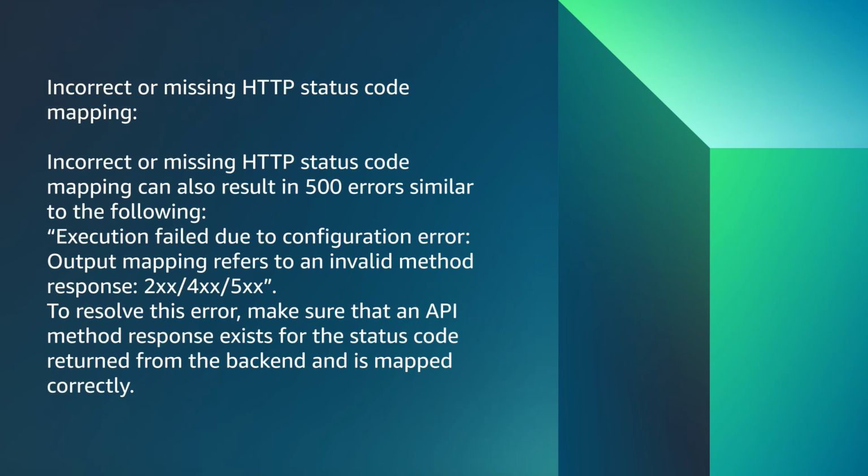Incorrect or missing HTTP status code mapping. Incorrect or missing HTTP status code mapping can also result in 500 errors similar to the following. Execution failed due to configuration error. Output mapping refers to an invalid method response. To resolve this error, make sure that an API method response exists for the status code returned from the backend and is mapped correctly.